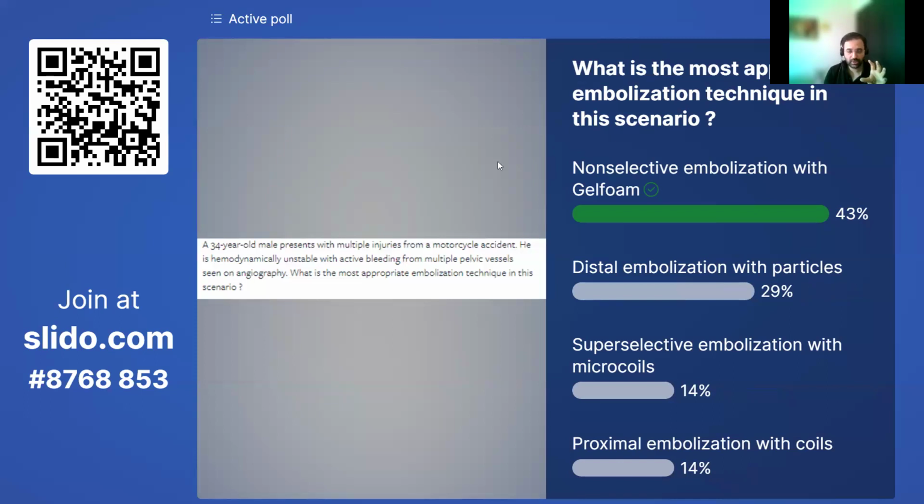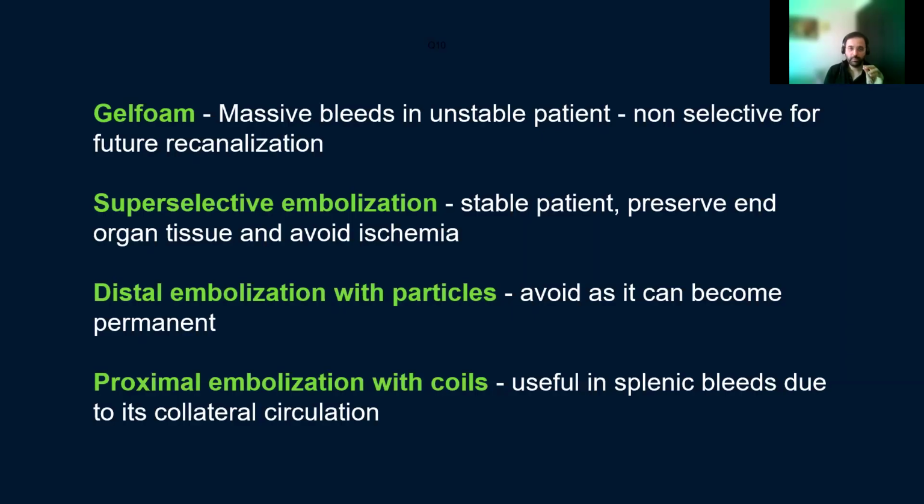So the first important thing is to note that stopping the bleeding is the primary objective. That is where gel foam comes into place, because it is non-selective and allows for future recanalization. It will stop the bleeding, but it will not make it an irreversible process. You can always go back and do definitive procedures later. Whereas super selective is usually done in stable patients, when you know where the organs are that you're targeting, you have to preserve the end organ tissue and avoid ischemia. So very important, you select this only in stable patients.